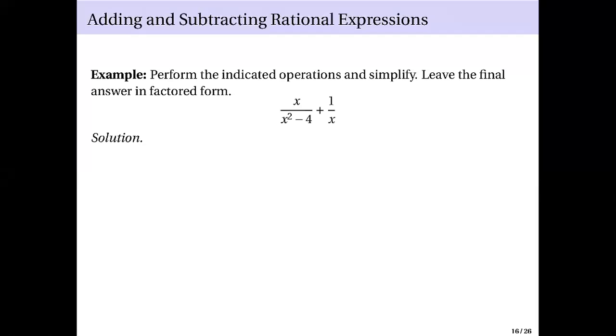So for our next example, you have x over x squared minus 4 plus 1 over x. Now, we will do addition and subtraction with the use of least common multiple. And this least common multiple, it's the same concept that you had discussed in your primary school, possibly, or early years of the secondary school.